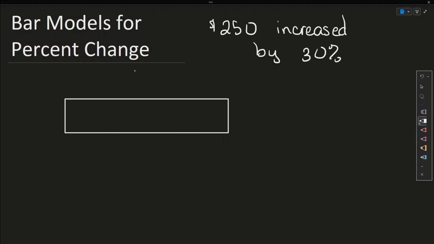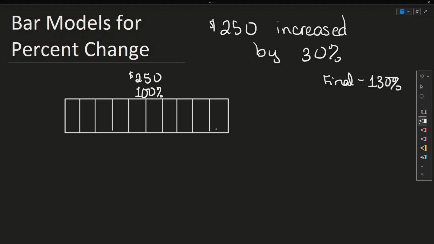$250 increased by 30%. So one bar is always 100%, and that's going to be the $250. Since we are increasing by 30%, the final amount will be 130%. Let's break the bar into 10 equal pieces. So now each piece is 10%. I will not write this in all of them, but we will write it in a couple.